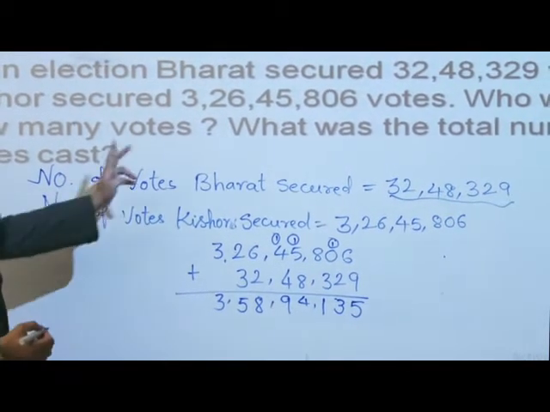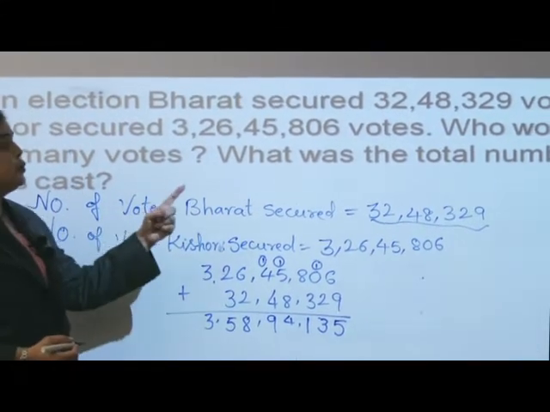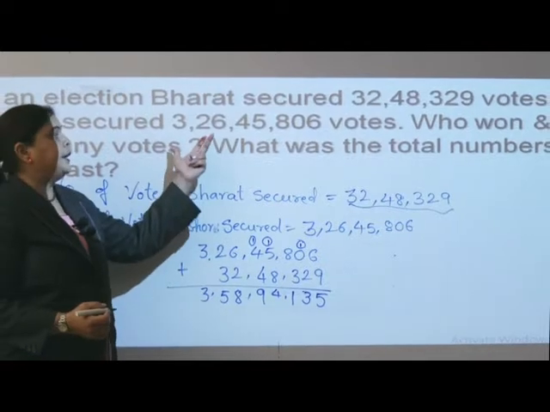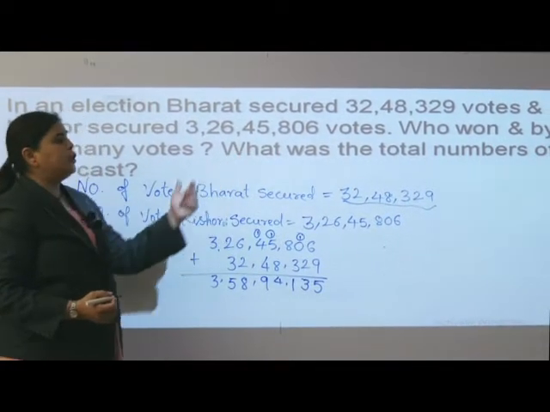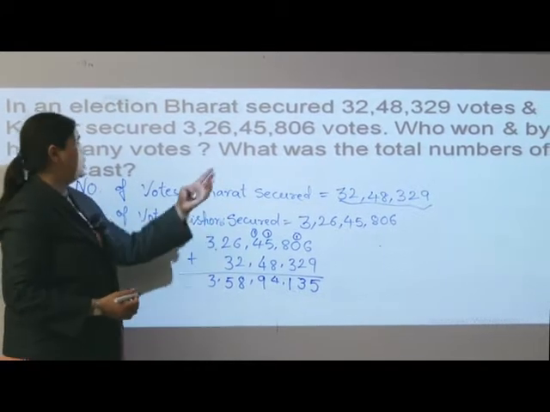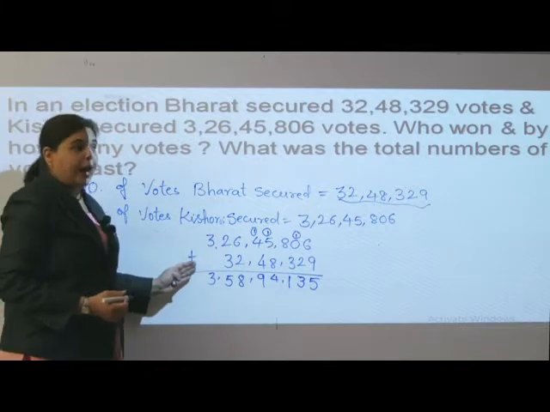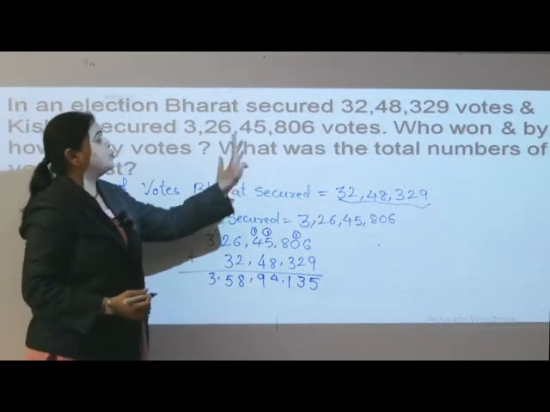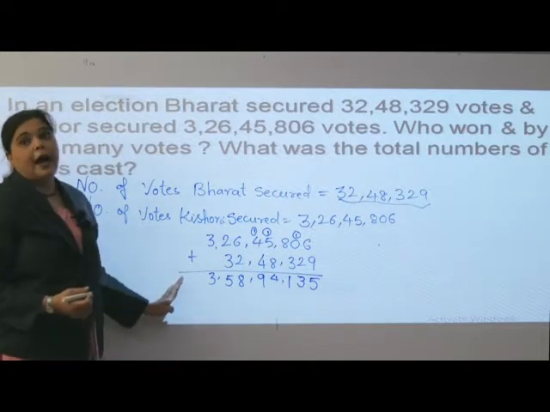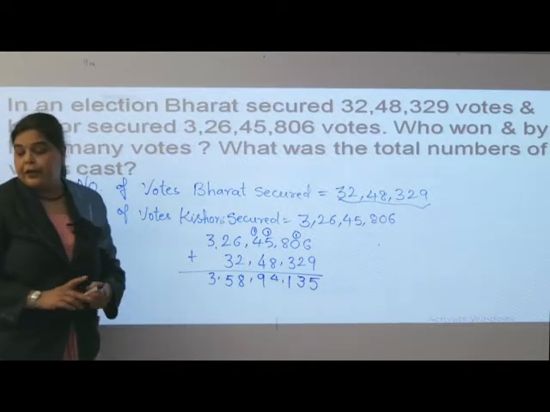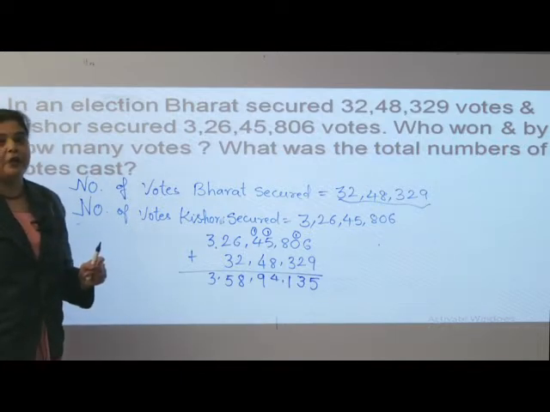Understood? So we were having 3 questions together. One by one we had solved. First, who won? Because we can see by the number itself who is having the more votes. So we had told that Kishore won without doing any calculation. Now, by how many votes? So we had done the subtraction. Then the third question was, what was the total number of votes cast? So we had done the addition of this. I think everyone understood. We had done 2-3 examples of additions and subtractions together.